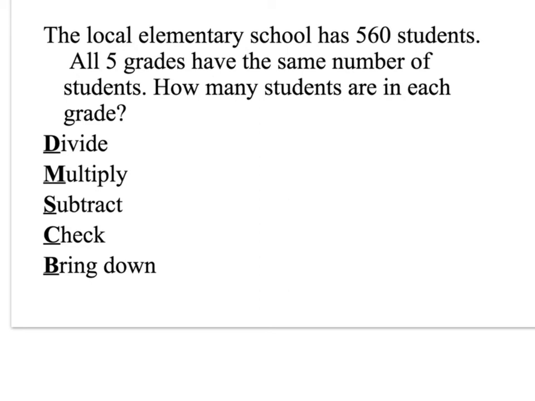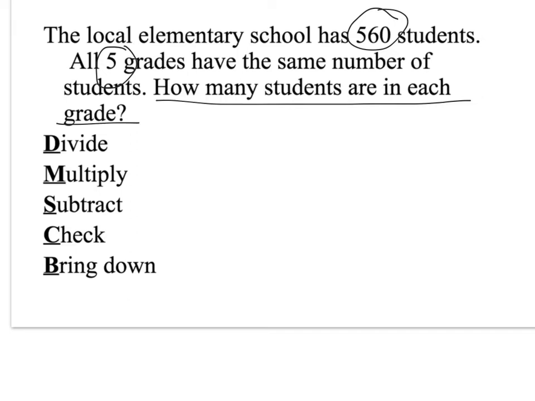The local elementary school has 560 students. All 5 grades have the same number of students. How many students are in each grade? If we were to use cubes, we would first circle the key numbers. So we have 560 students, and they're in 5 grades. We then would underline the question, which is how many students are in each grade.